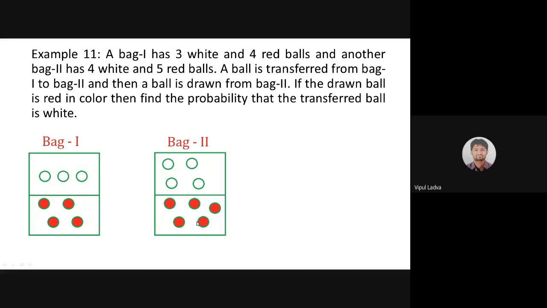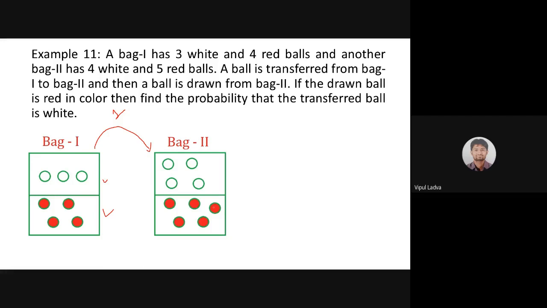And what we are supposed to do first, we are transferring one of the balls from bag 1 to bag 2. एक ball transfer होगा यहाँ से यहाँ पर, one ball. That ball might be white, वो white भी हो सकता है, वो red भी हो सकता है. We are not sure.